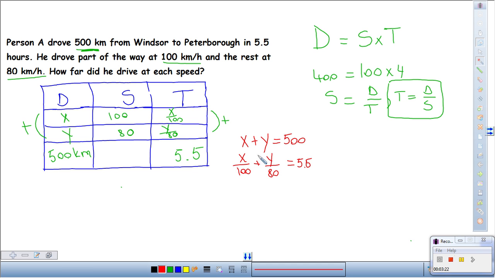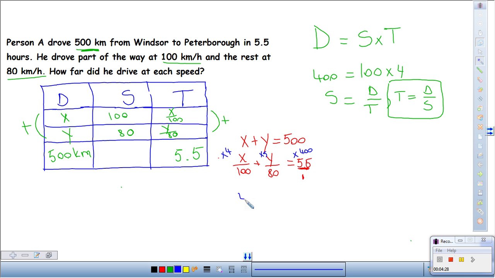Before I even decide to choose one of the two methods, let's get rid of the fractions and the decimals at the same time. Don't forget 5.5 has a denominator of 1, and we have to find the lowest common denominator, which, if you look at 100 and 80, is 400. So I have to multiply the first equation by 4, the second equation by 5, and that third one by 400.